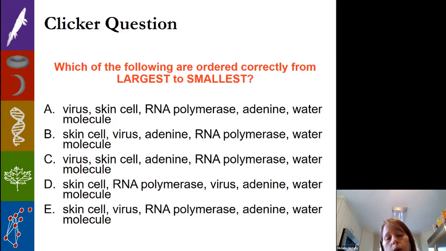It's a smaller molecule. So I would agree with the people who chose E, which is skin cell, which is a cell; a virus, which is a collection of molecules; RNA polymerase, which is a protein because it ends in ASE, and so that's a large molecule; and then adenine, which is a subunit, a monomer of a polymer. It's a smaller molecule. And then the water molecule is the smallest. It's only 3 atoms big.